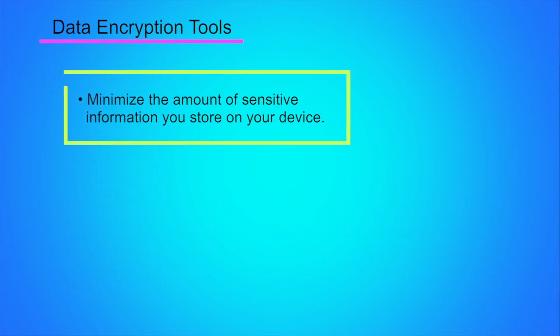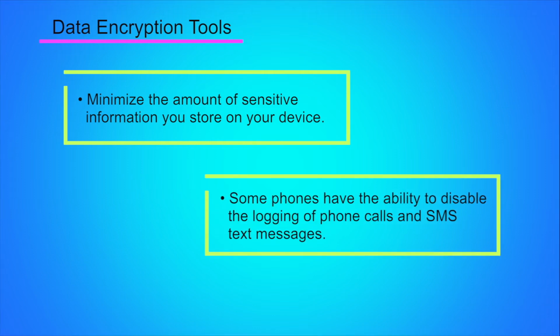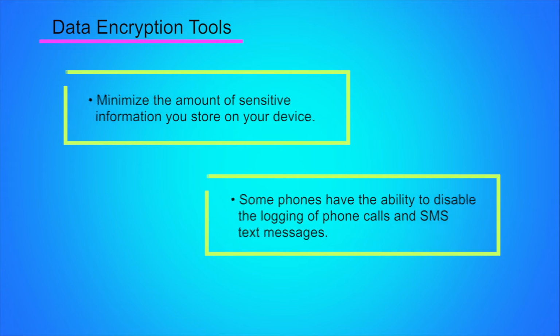It is important to minimize the amount of sensitive information you store on your device, especially if device encryption is not an option. Some phones have the ability to disable the logging of phone calls and SMS text messages, for example. You could also adopt a policy for deleting sensitive entries from your call and message history.